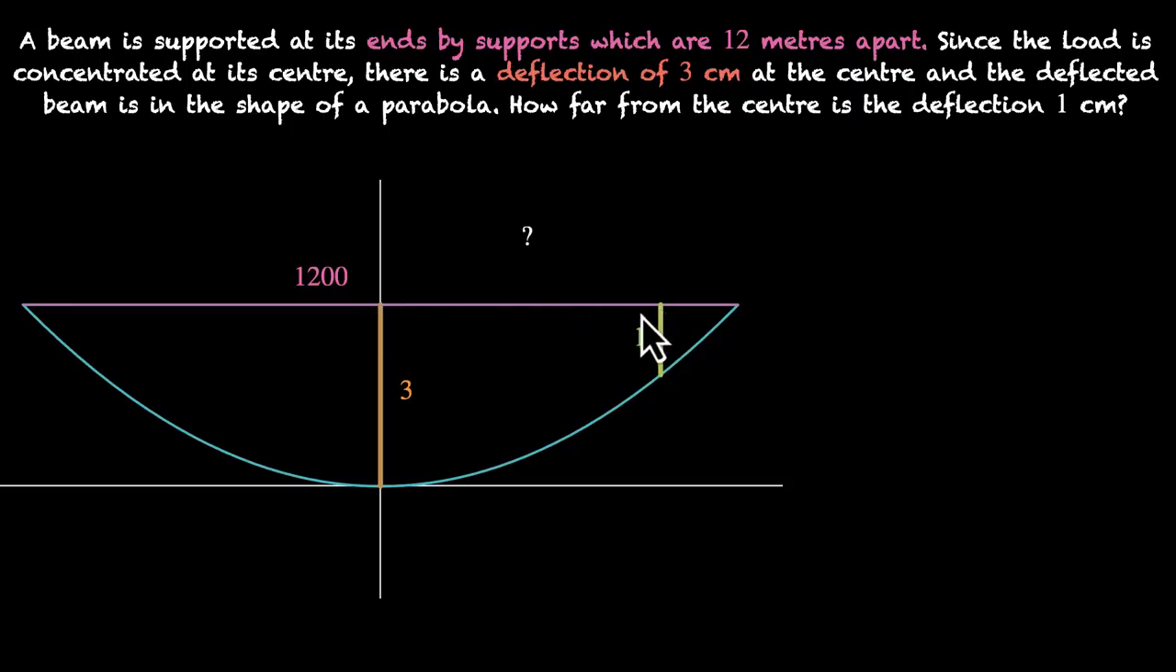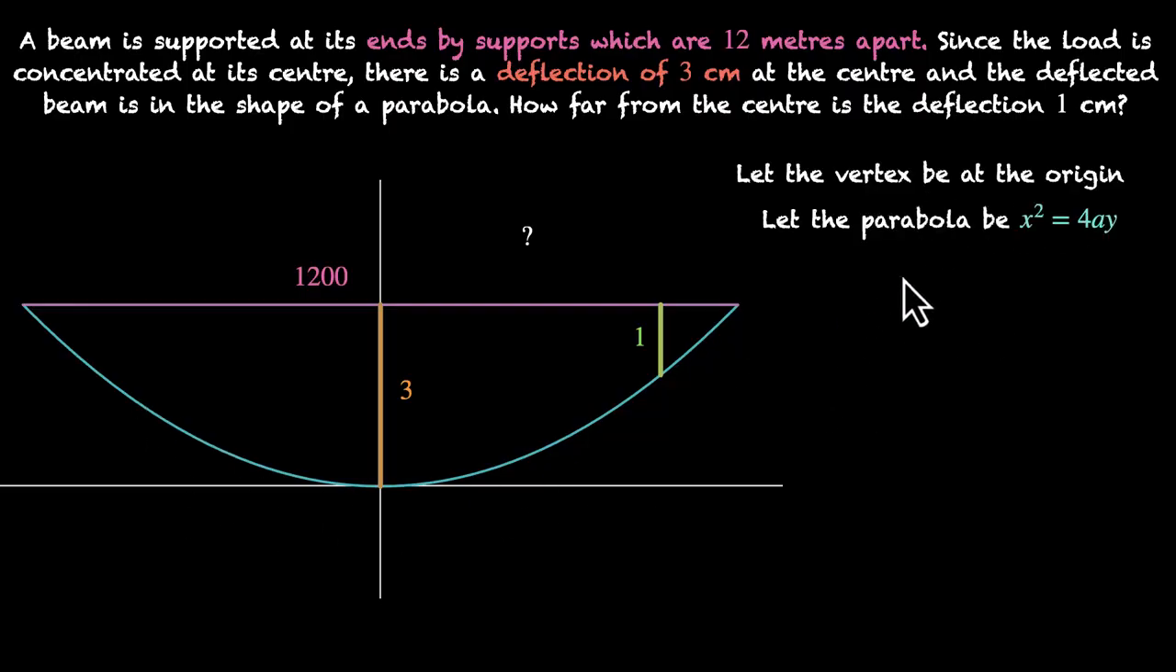How do we figure this out? Pause the video, try this out. Okay, let's do this together. Again, for our convenience, let the vertex be at the origin. This is an upward parabola. Let's assume the equation to be x squared equals 4ay.